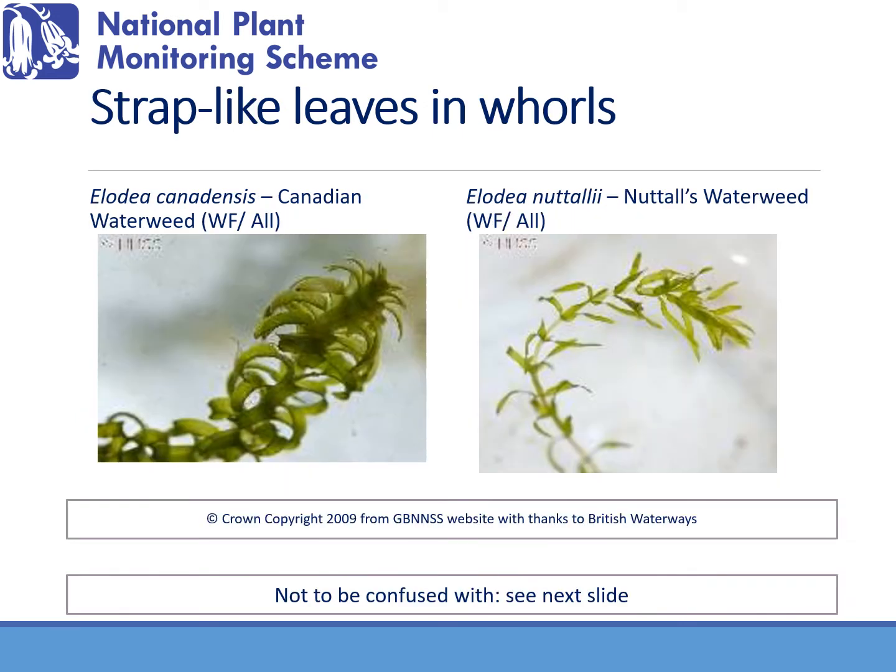We're going to move on now to consider some of those submerged plants which have strap-like leaves arranged in whorls around a stem. The photos show two different species of waterweed, or Elodea species. On the left we have Canadian waterweed, and on the right Nuttall's waterweed. You don't need to worry too much which species you find during your survey. It's sufficient just to record Elodea species.